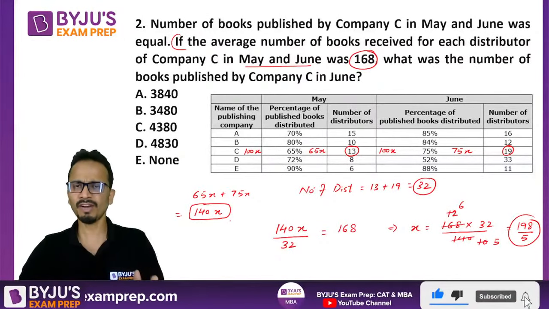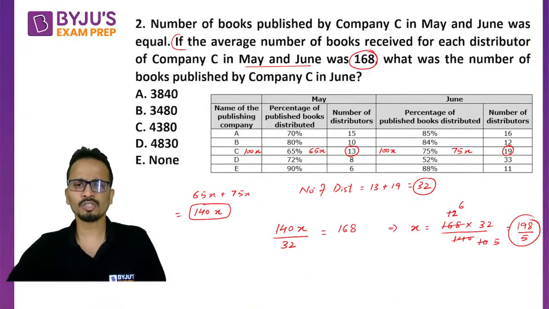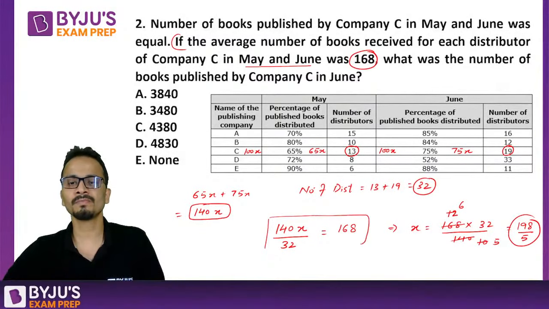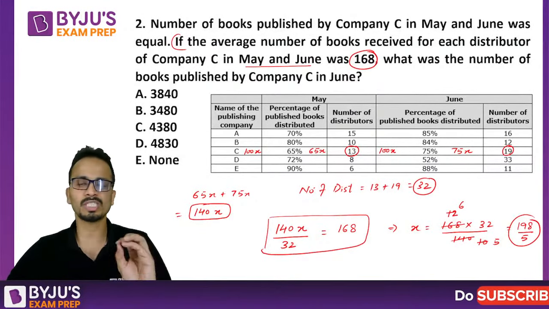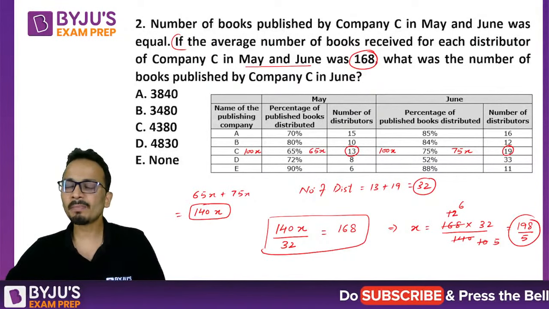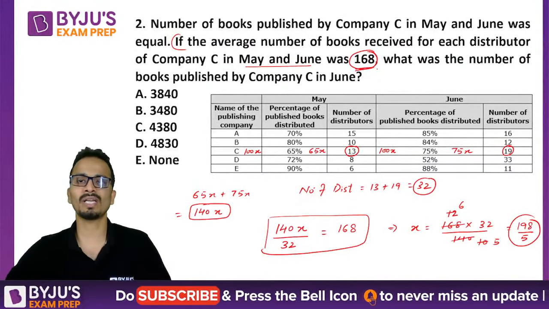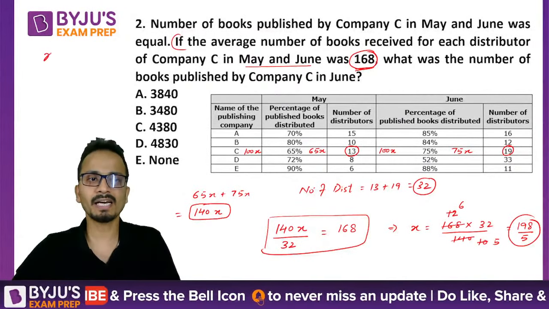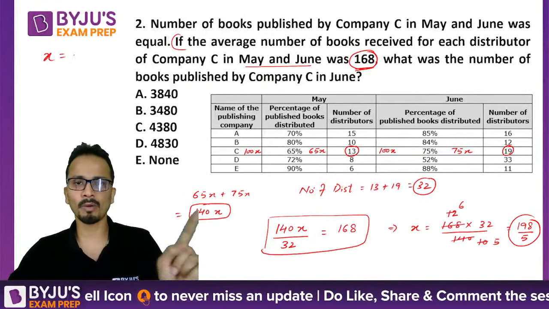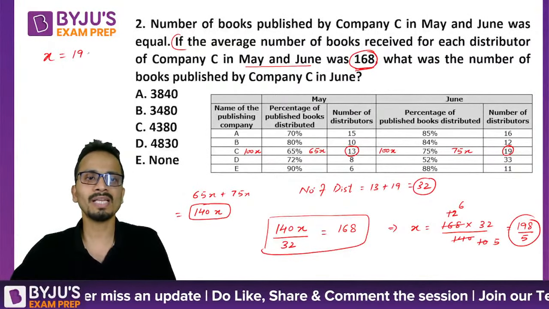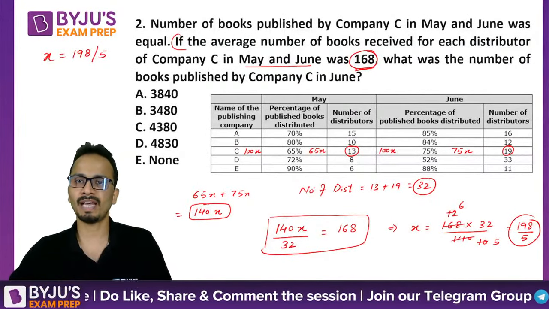Okay, fine. So we are sorted with the value of x. The only thing you needed to do was calculate the total number of books distributed divided by the total number of distributors. That value is given in the question as 168. So what is the value of x now? Look at the top left of your screen. 198 divided by 5 is the value of x.